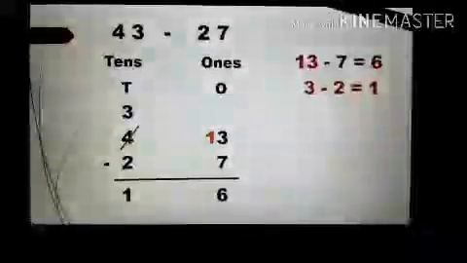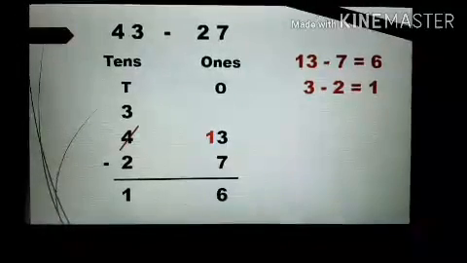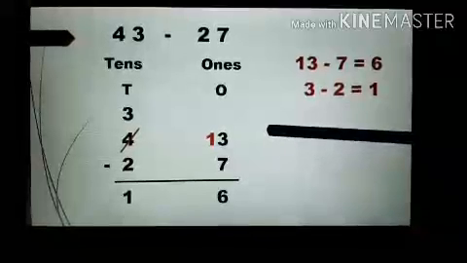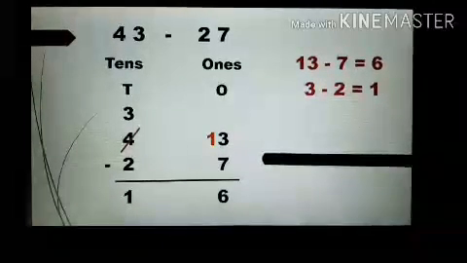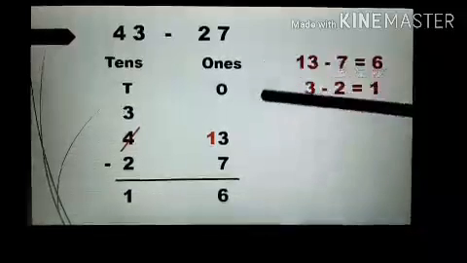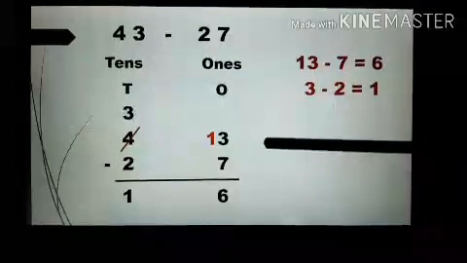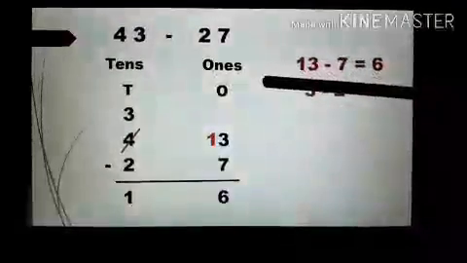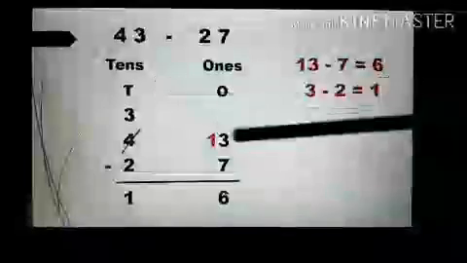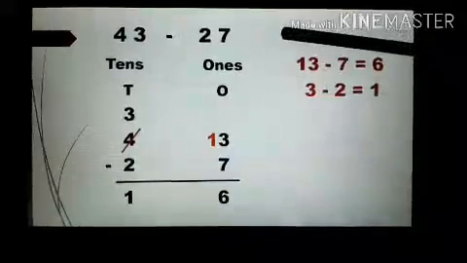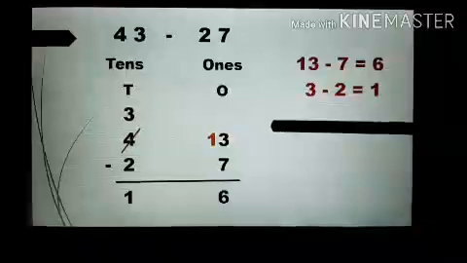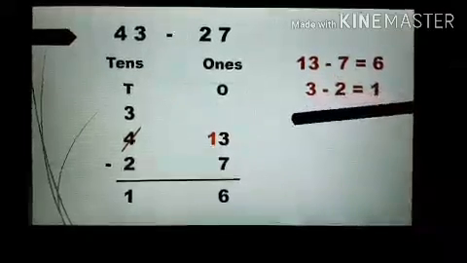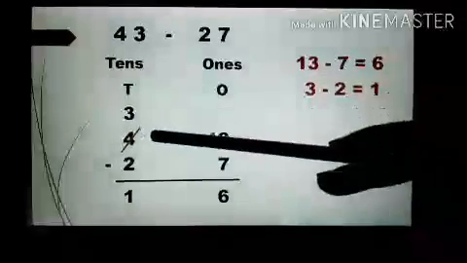Now solve next question, which is 43 minus 27. Write down the bigger number first, which is 43, and the smaller number 27 directly below it. Arrange the numbers vertically so that tens and ones place digits are lined up. 43 means 4 tens, 3 ones. 27 means 2 tens, 7 ones. First of all, solve ones column. 3 minus 7, where 3 is less than 7. How can we subtract?